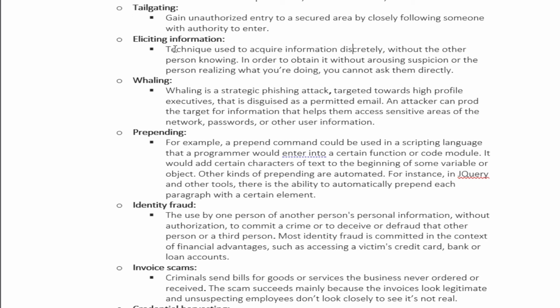Eliciting information. This technique is used to acquire information discreetly without the other person knowing, in order to obtain it without arousing suspicion or the person realizing what you're doing. You cannot ask them directly. So this is also another form of tricking people for information. Could be through conversation, it could be through email, etc., etc. But that's another form of social engineering technique. The next one is whaling, and whaling is a strategic phishing attack.